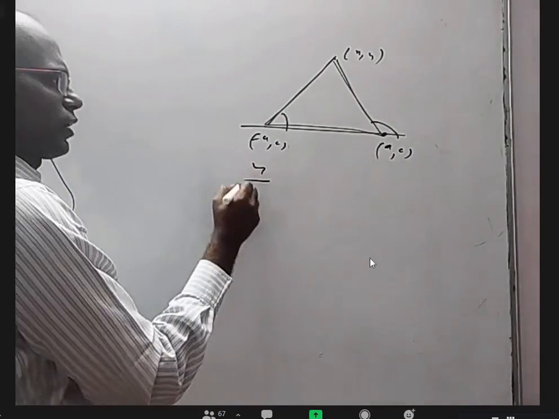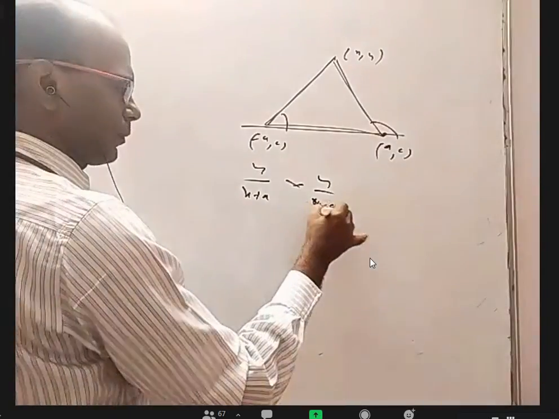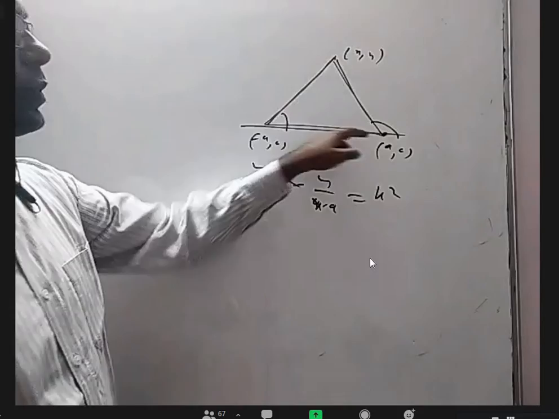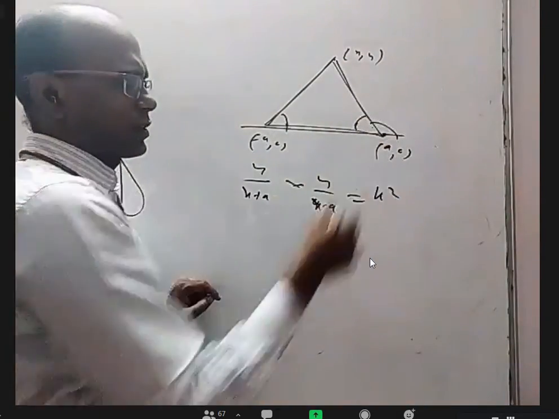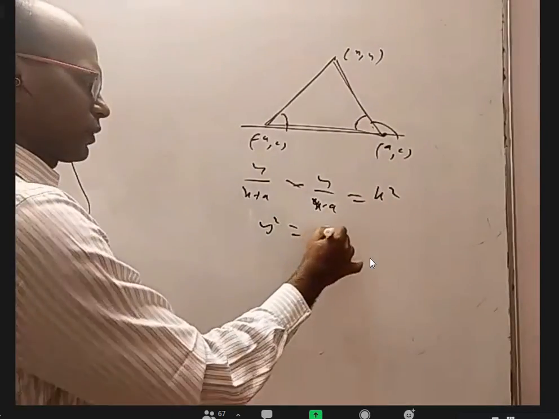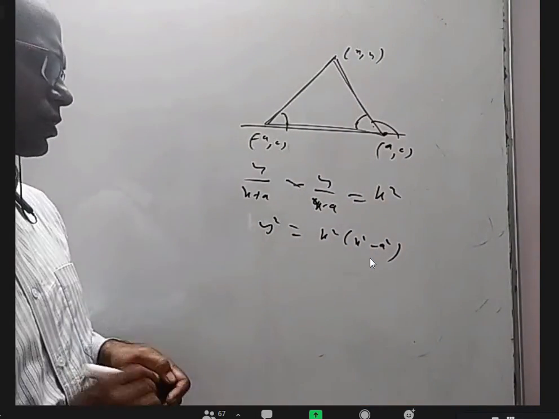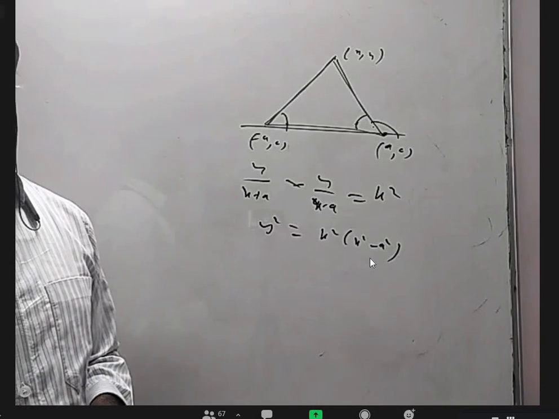This slope is y by x plus a, and this slope is y by x minus a, equal to k square. It is not minus k square because the slope is, they might have told tan of these two angles. I'm taking this, something like this. Anyway, you will get y square is equal to some k square into x square minus a square. If you bring this to one side, it is a hyperbola because the x square and y square coefficients have opposite sign. Is it okay?